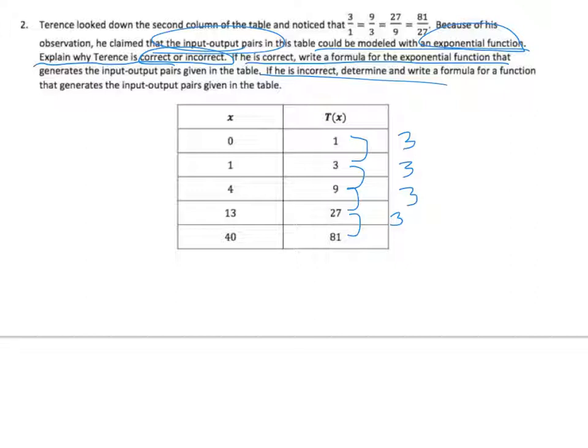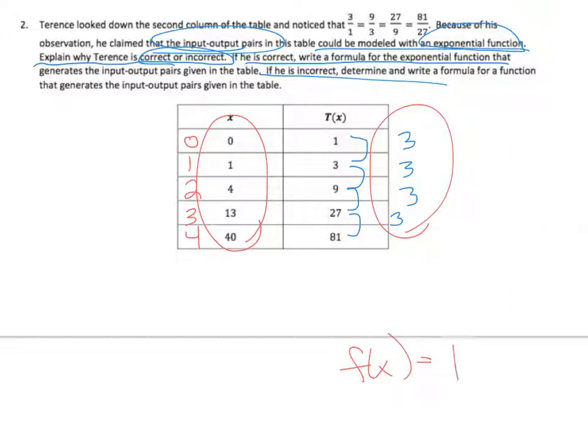He's incorrect because part of the rule is these have to go by 1. My x values have to increase by 1. So this has to be 0, 1, 2, 3, 4, and these are constant. Therefore, it would be f of x equals 1 times 3 to the x. But these are not, they don't increase just by 1. The distance between the consecutive x values is not 1. Therefore, you can't do it.